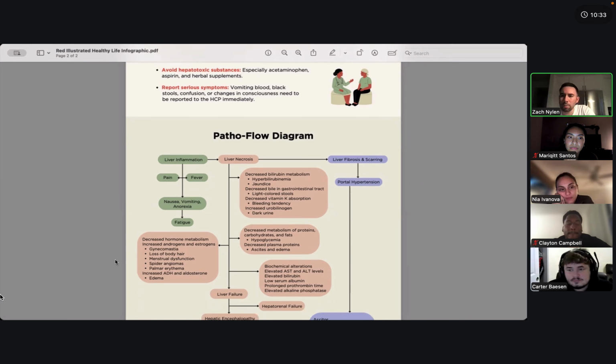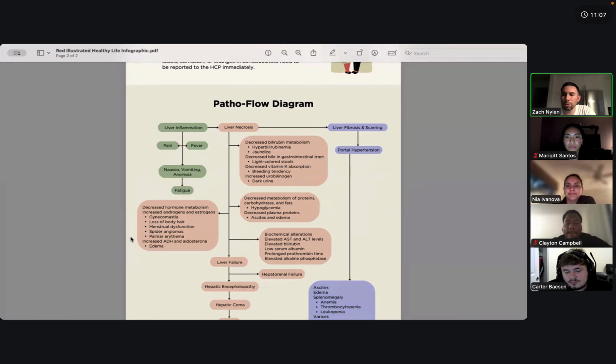Patients may also develop light-colored stools because less bile reaches the intestines, and dark urine due to increased urobilinogen. Additionally, decreased bile flow causes reduced vitamin K absorption, which leads to bleeding tendencies. This is important clinically because patients with liver disease are at high risk for bleeding complications. Liver necrosis also causes decreased metabolism of proteins, carbs, and fats. This leads to hyperglycemia, decreased plasma proteins, and ascites and edema due to reduced albumin production and fluid shifts in the tissues.